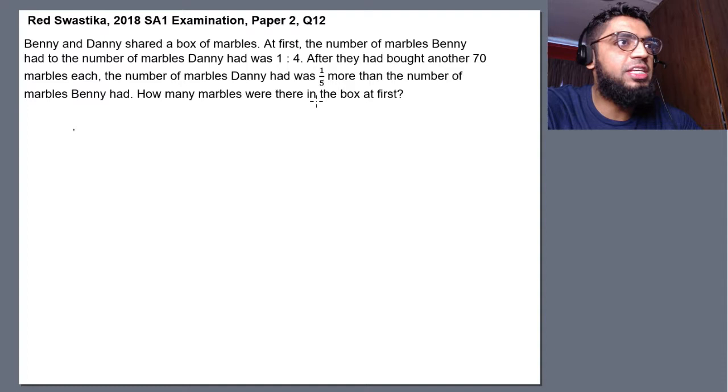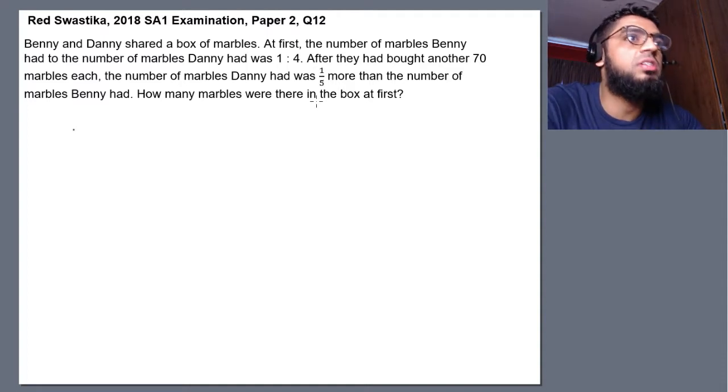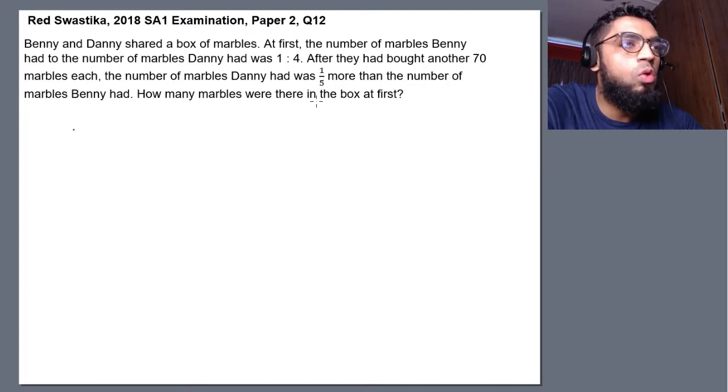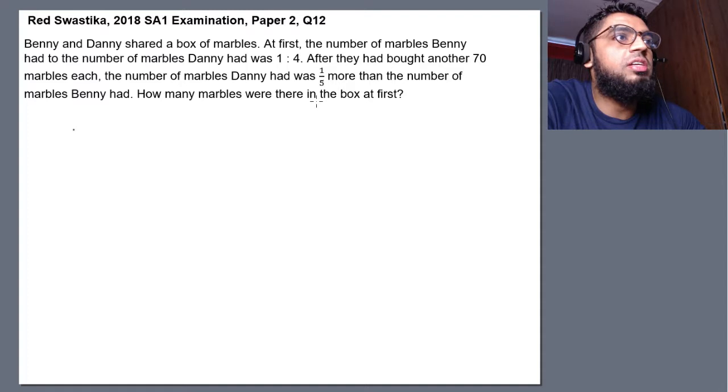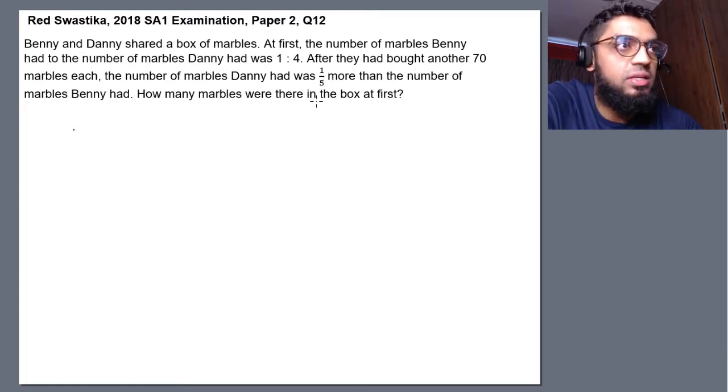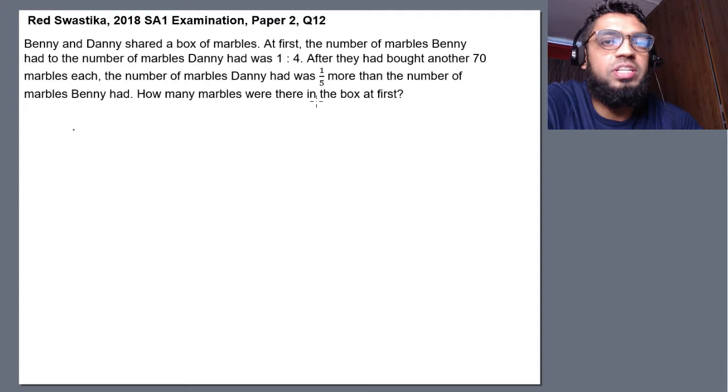Benny and Danny shared a box of marbles. At first, the number of marbles Benny had to the number of marbles Danny had was 1:4. After they had bought another 70 marbles each, the number of marbles Danny had was 1/5 more than the number of marbles Benny had. How many marbles were there in the box at first?